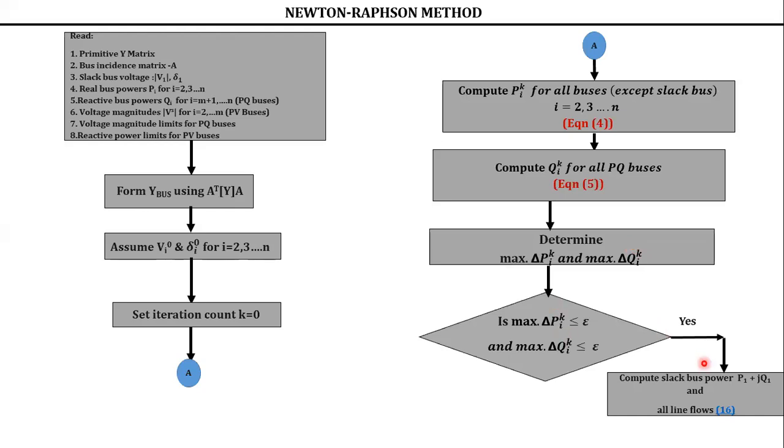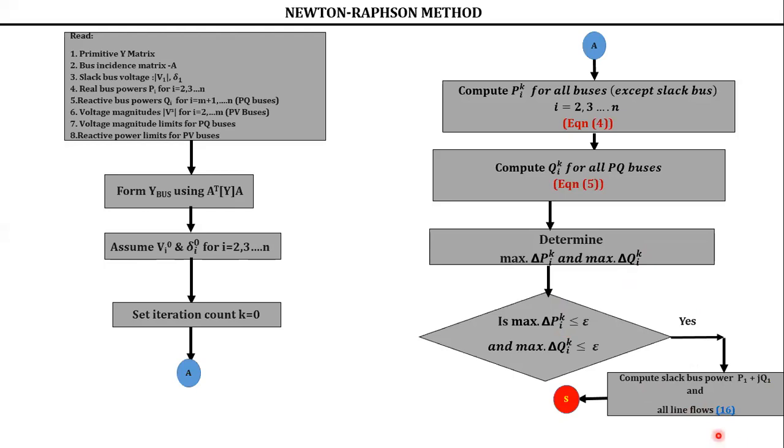So if it says calculate slack bus power and all line flows, this 16 what I have represented is not the 16 number which I have represented under Newton-Raphson. This is a 16 number which I have represented under Gauss-Seidel method. There I have explained the line flows, how to calculate the line flows. Isn't it? Okay, fine. If it is no, then what happens? Let us check.